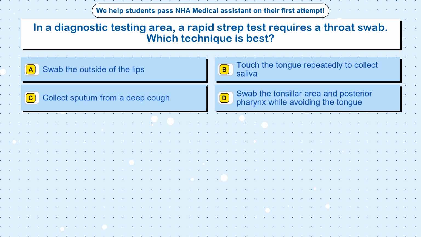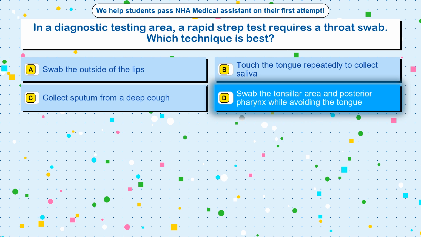Question 14. In a diagnostic testing area, a rapid strep test requires a throat swab. Which technique is best? Option A, swab the outside of the lips. Option B, touch the tongue repeatedly to collect saliva. Option C, collect sputum from a deep cough. Option D, swab the tonsillar area and posterior pharynx while avoiding the tongue.